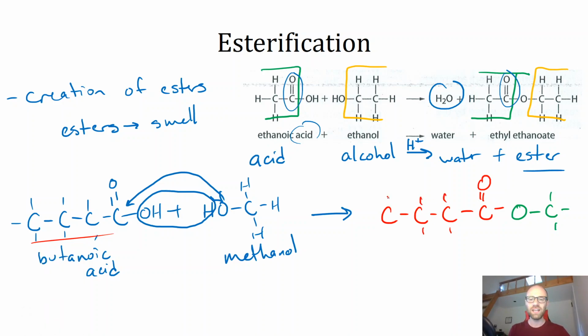But in terms of the naming, just to point out, there is an example on table R that you can go look at, but the alcohol gets named as a side chain. So this would be methyl butanoate.